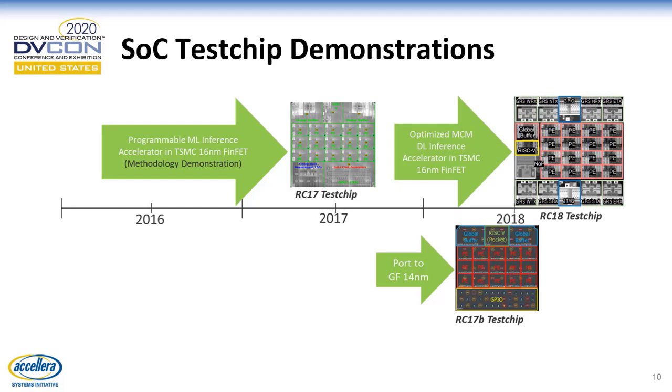The first one was called RC17. It's a programmable machine learning accelerator, and it was used to demonstrate that this methodology can be used to tape out an entire chip. We then worked on the RC18 test chip. It is optimized for scalability as well as energy efficiency, and we demonstrated that we can simultaneously achieve lower design effort as well as high efficiency using this methodology. In addition, we had another chip tape-out to demonstrate that this methodology can be used to port across technologies, and we ported our RC17 test chip from the TSMC 16nm foundry to the GlobalFoundries 14nm foundry and showed that it can be done at low design effort.